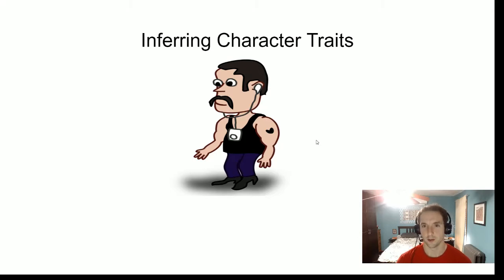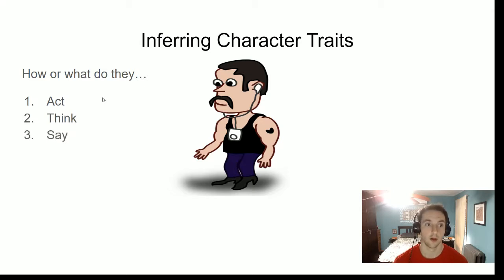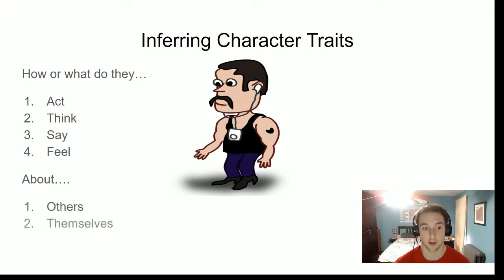How to do that? We're going to infer some character traits. Here's what we do. We can notice how they act, how they think, what they say, and how they feel about a couple different things: others, about themselves, or about their situation. So all of these things, noticing how they act, think, say, or feel about others, themselves, or the situation, reveals different things about a character.